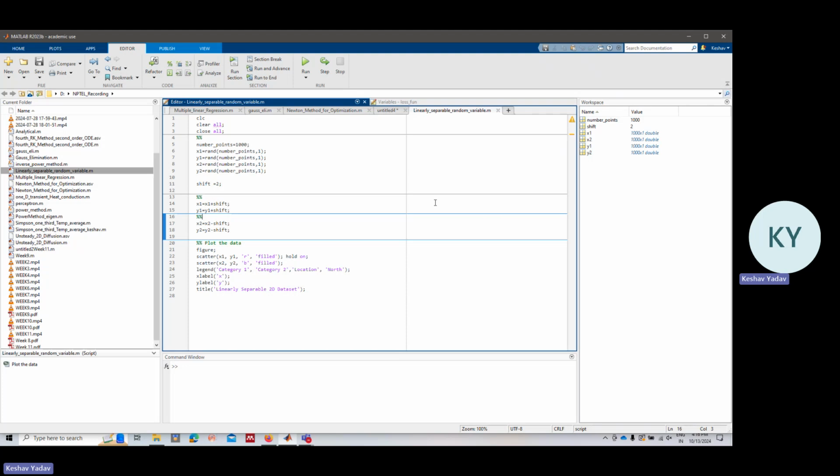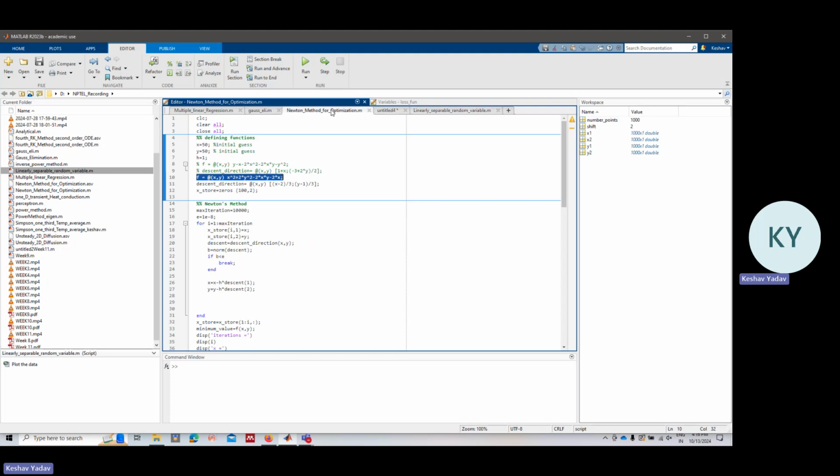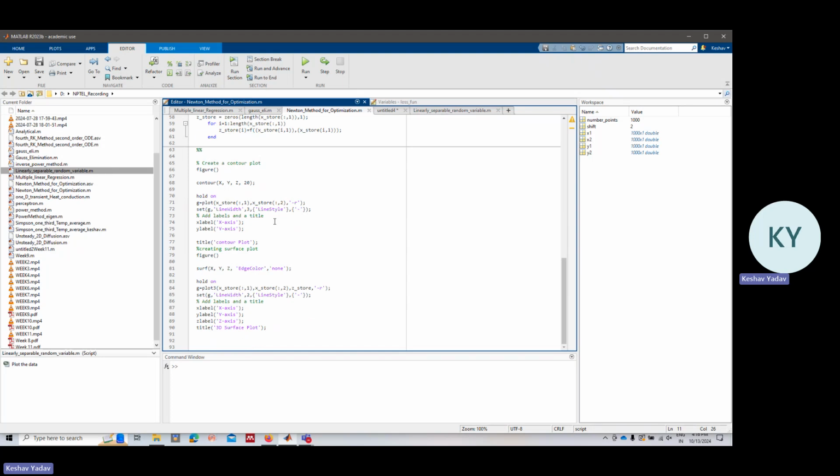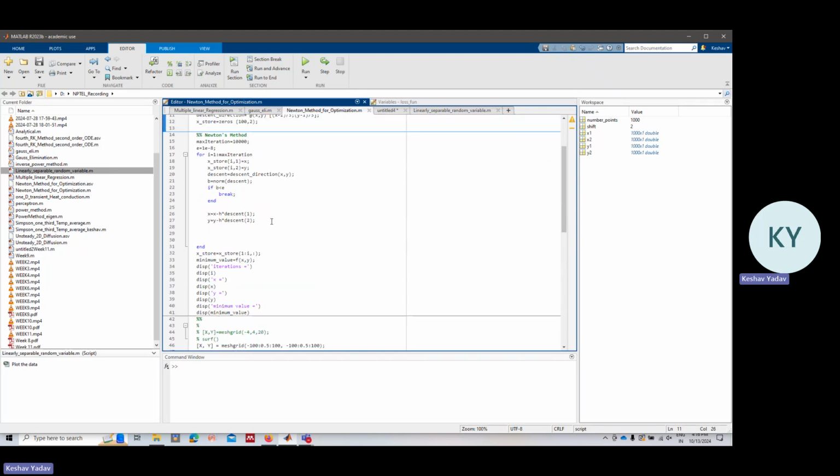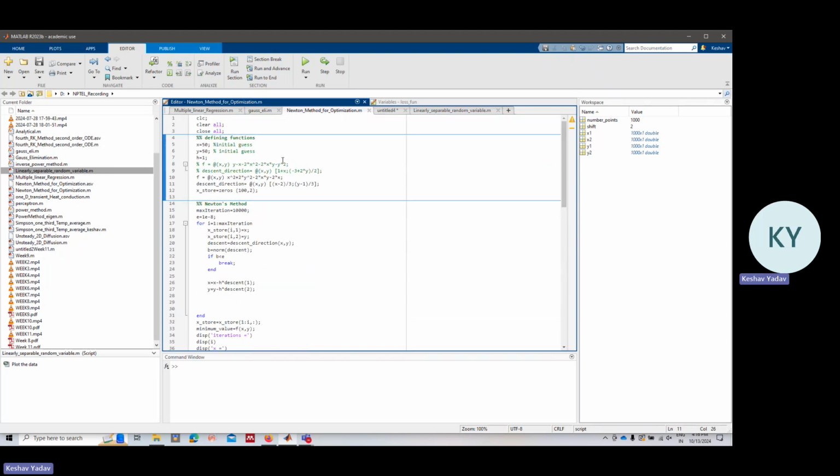So now what we'll do, we will see the last week problem of Newton method for the optimization problem. There we have solved the problem, but we haven't seen how the plot will look like. So the beauty of Newton method is that it immediately jumps towards the optimal solution. So let us see. So what was the case there?